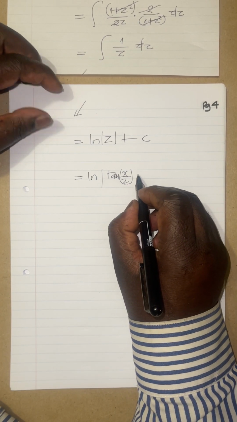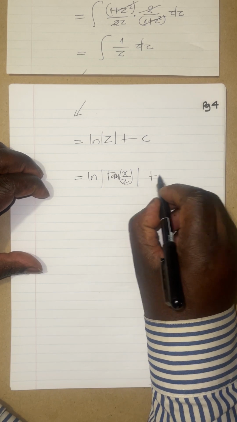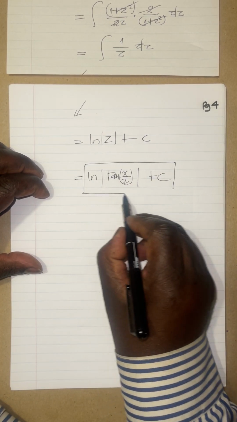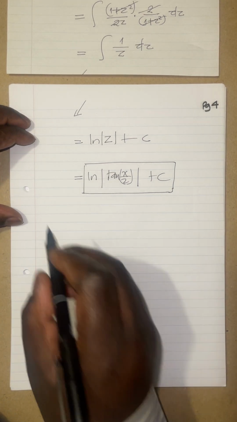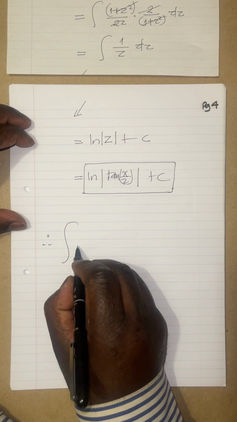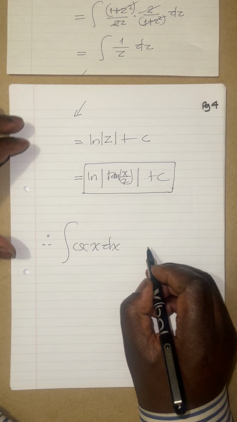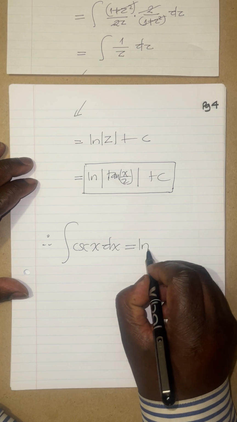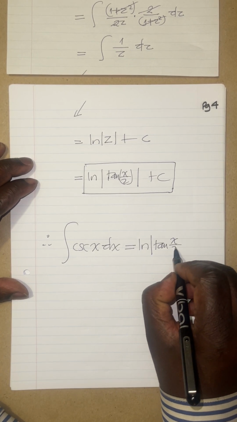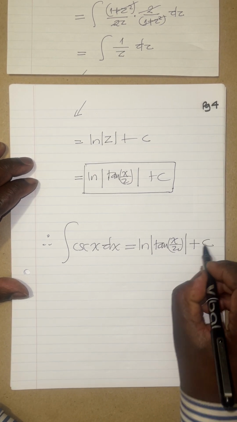And then we are saying like this plus c. So this is the final solution. So what are we saying basically? We are saying the integral of cosec, let me write it here. Therefore, the integral of cosec x dx is basically equal to natural log of the tan of x over 2, if you like in brackets, absolute value there, plus a constant c.